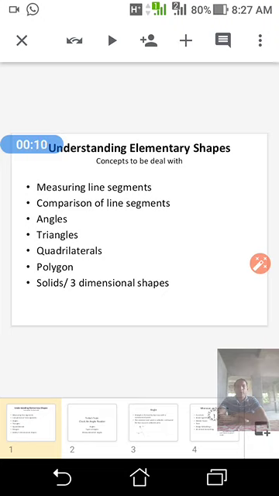We are going to deal with understanding elementary shapes. As you have already learnt about elementary shapes in the earlier classes, here we are going to deal with a little extension about these elementary shapes. So what are the concepts we are going to deal with through this chapter? The concepts are measuring line segments, comparison of line segments, angles, triangles, quadrilaterals, polygons, solids, the three-dimensional shapes.